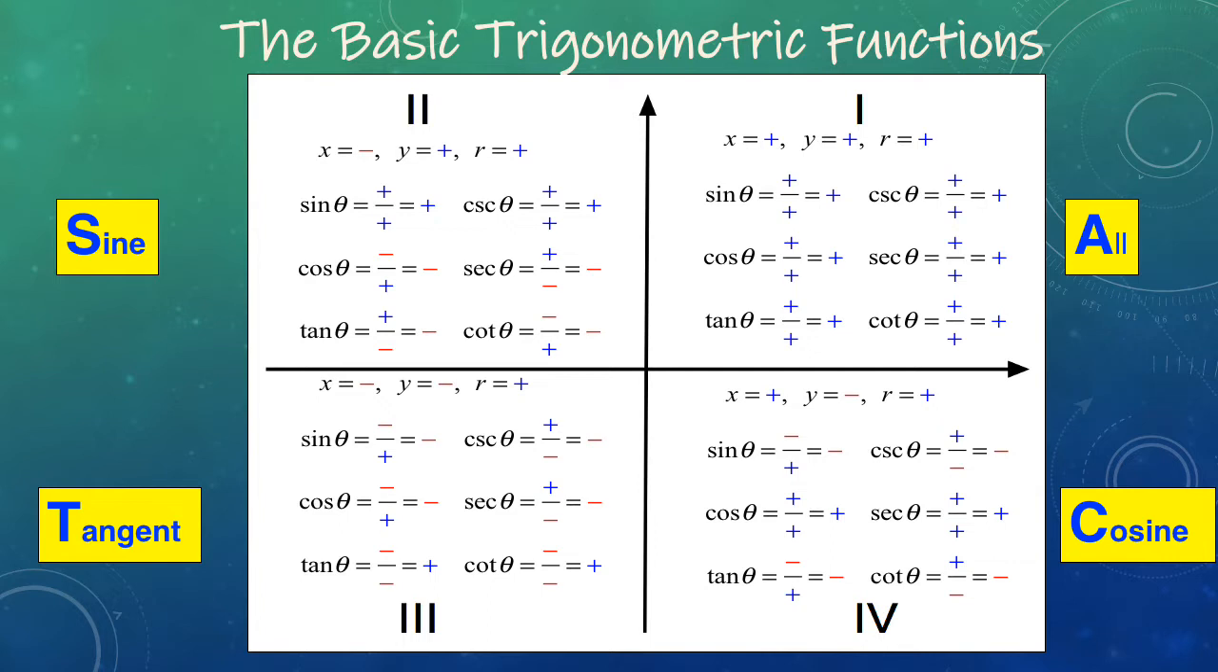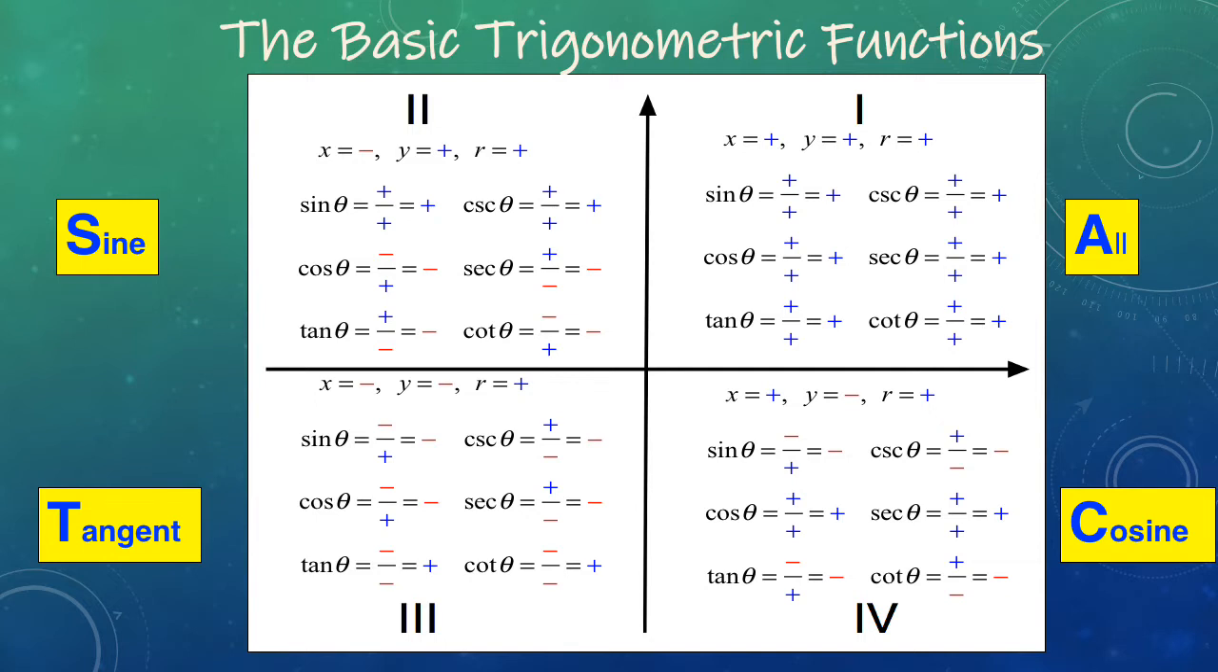A stands for all trig functions positive in the first quadrant. S stands for sine is positive in the second quadrant. T stands for tangent is positive in the third quadrant. And C stands for cosine is positive in the fourth quadrant.